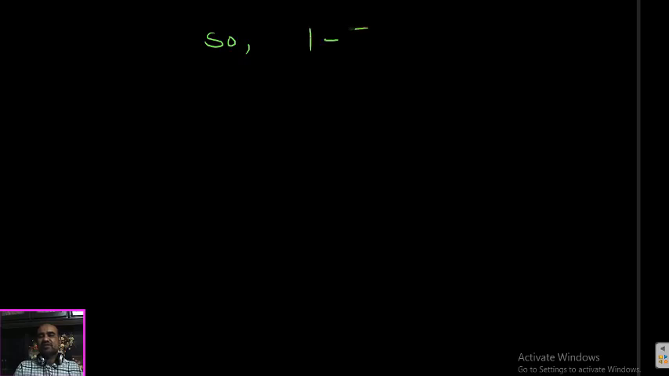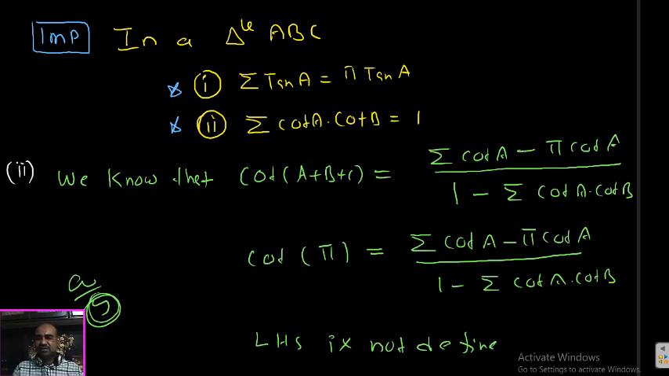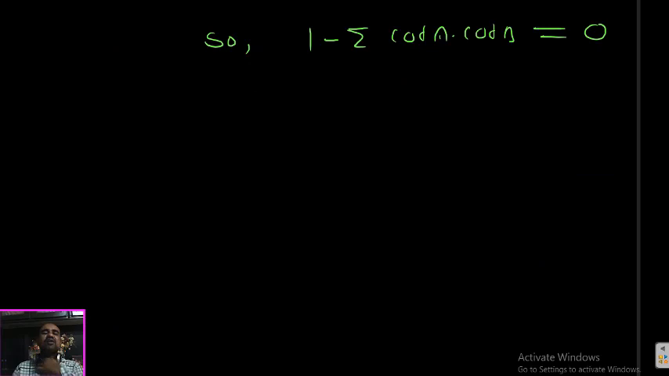1 minus sigma cot A into cot B must be 0 only. Then only, observe students, this is A, this is B, A by B form. Not defined means B must be 0, means 1 minus sigma cot A into cot B must be 0. Therefore 1 equals sigma cot A into cot B. This is a very important result.